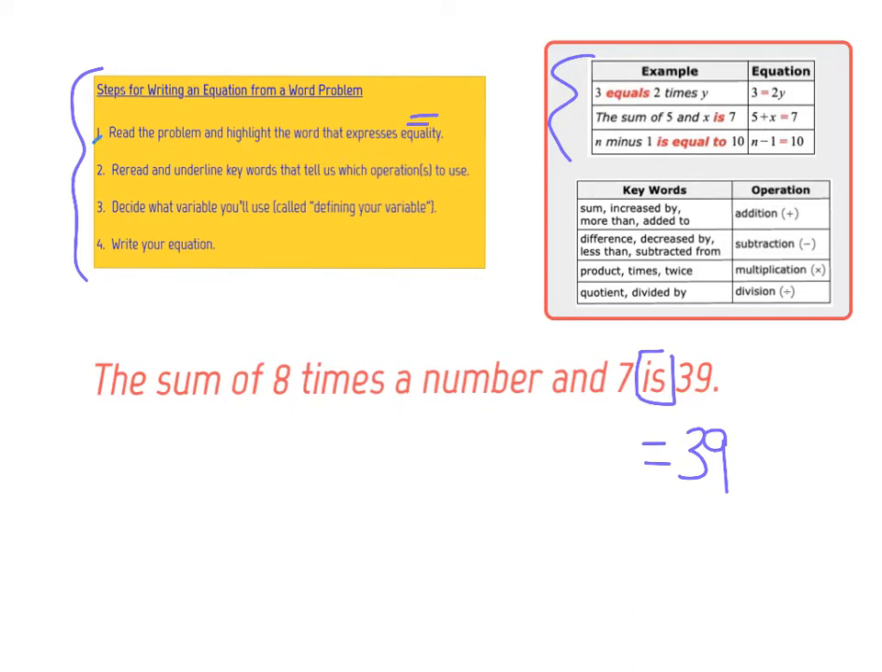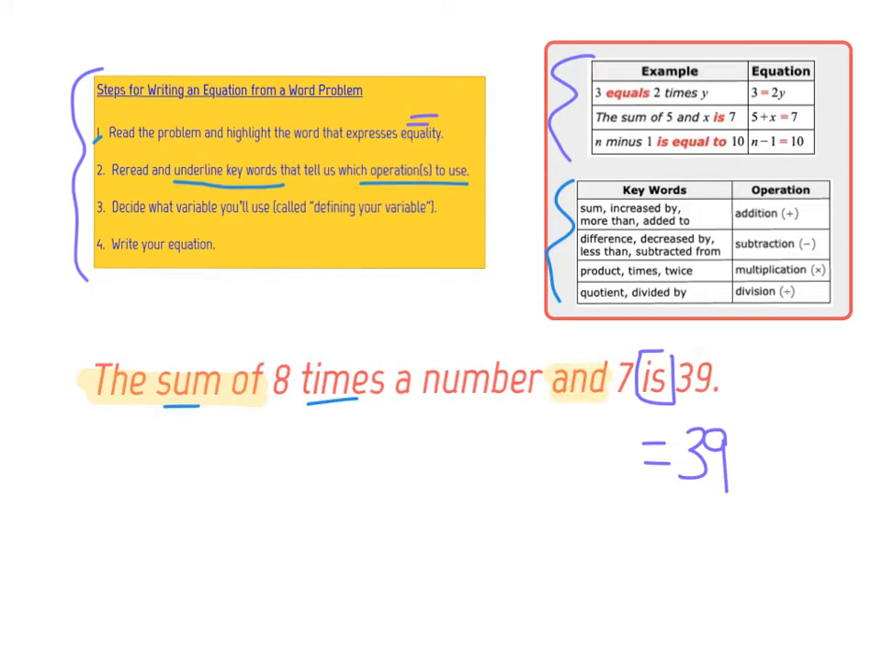Then I'm going to read it a second time and underline keywords that tell us which operations to use, and that's where this table is going to come in. So I see the sum of 8 times a number, so times, sum, and 7 is 39. Okay, so here's a little suggestion for you guys. When you see the sum of, remember before we talked about how that hints that there's going to be parentheses coming up? The other thing I would say is look for the word and after that, okay? Because that tells you 2 things you'll be adding. So the sum of blank and blank.